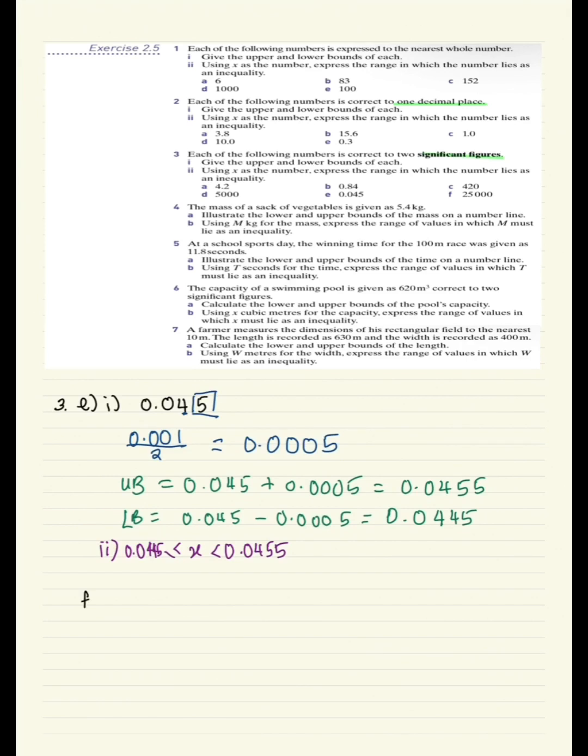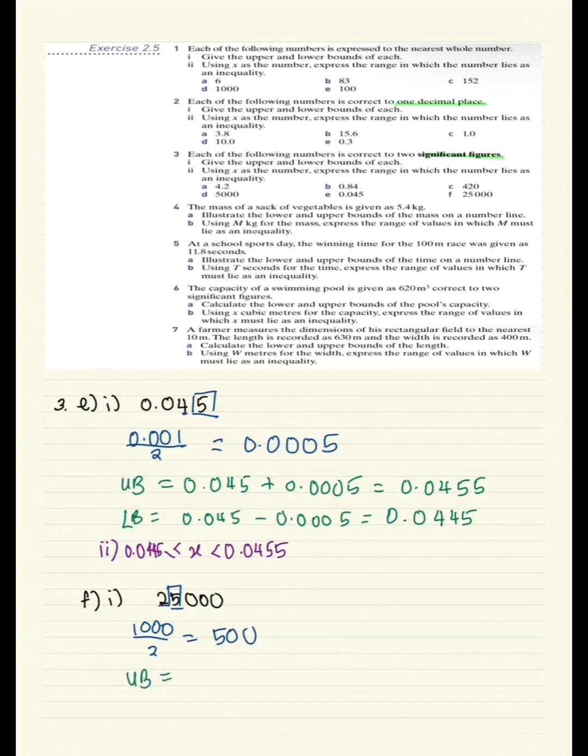Let's look at question F. 25,000. This is the first significant figure and this is the second significant figure. This is in the thousands place. I'm going to take 1,000. I'm going to divide it by 2, which would give me 500.